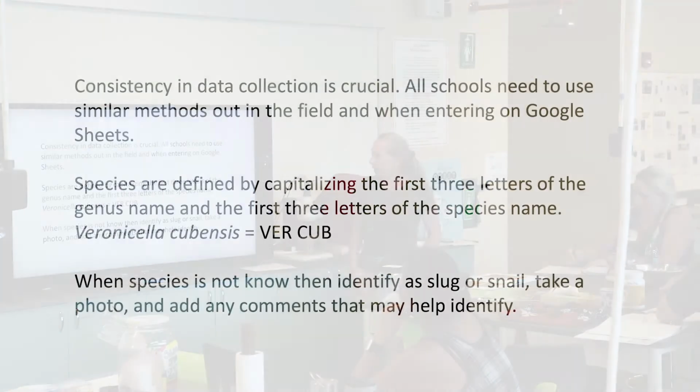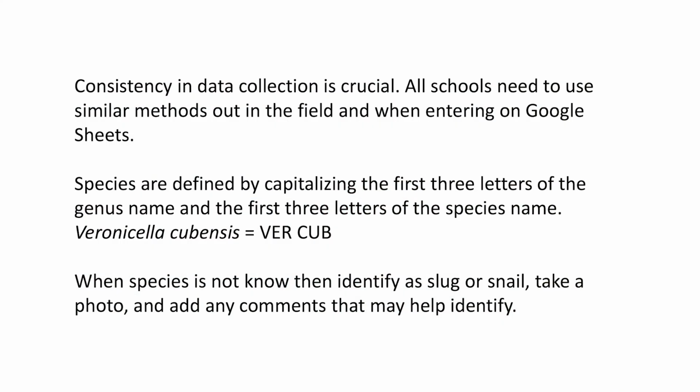And this is what I said, consistency is really important, using the first 3 letters of the genus and species name, and then taking photos. You know, there's a lot of them that I don't know what they are. And so it's just like, you know what, we're going to take pictures. We'll send those pictures to malacologists. They might be able to tell us what it is.